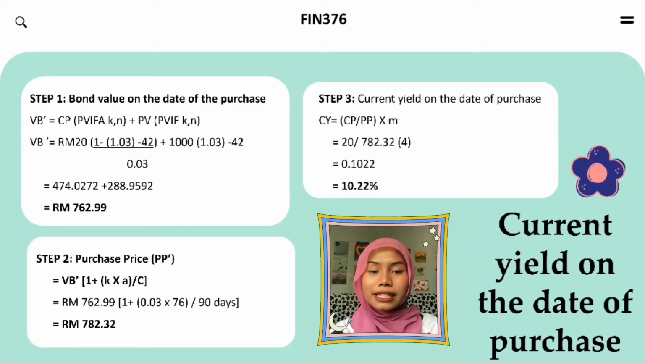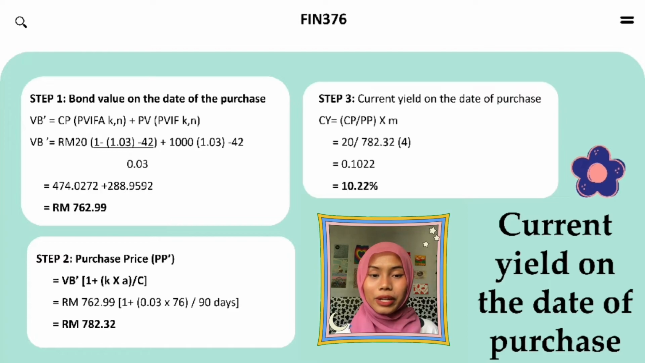Step 2, we need to calculate the purchase price, which is PP. The formula is VB times open bracket 1 plus open bracket K times A close bracket over C close bracket. So the bond value is 762 ringgit 99 cents that we have calculated earlier, times open bracket 1 plus open bracket 0.03 times 76 days close bracket divided by C, which is 90 days, and then we will get 782 ringgit and 32 cents for the purchase price.